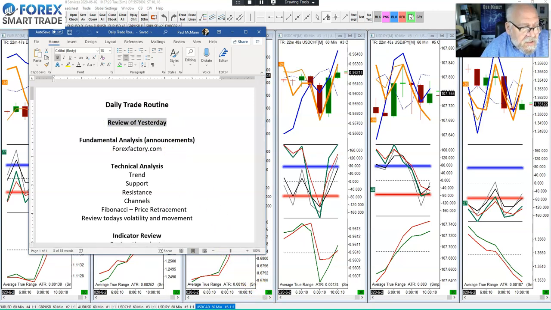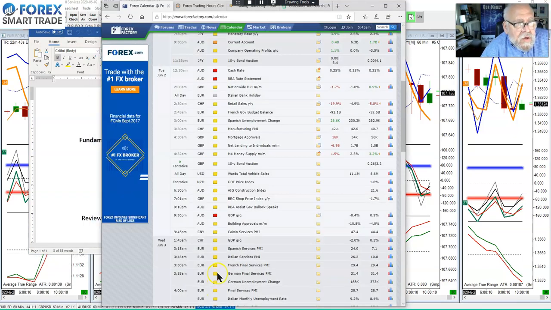Let's take a look at what's in the news. We want to know what's in the news because we are technical traders, strictly based on price action. And if we see a news item coming up, we want to stay away from it because we don't know how it's going to impact the market.